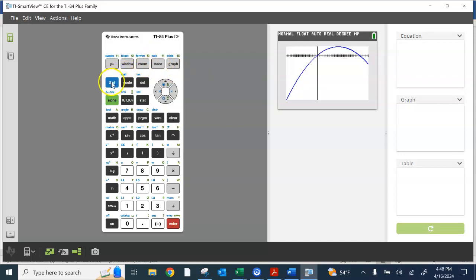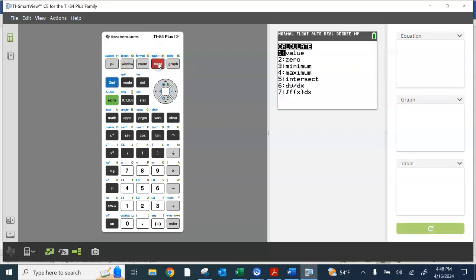We're going to hit second calc, and when you do, you see various options. One is to get a value for something. Another is to get a zero for something, a minimum, a maximum, an intersection. So it depends on what we're trying to solve for.